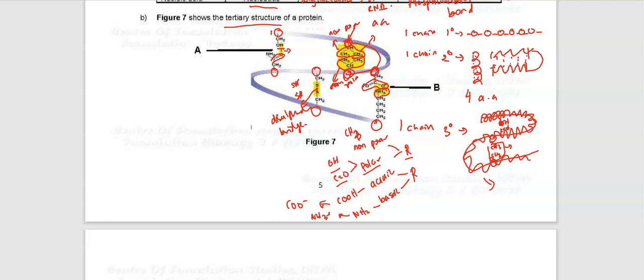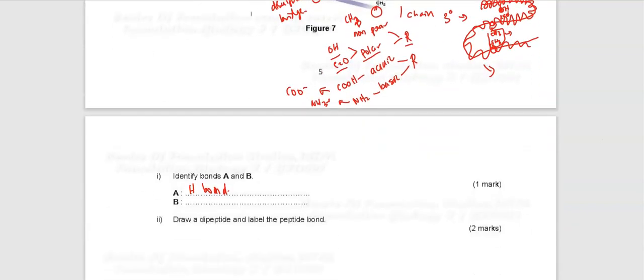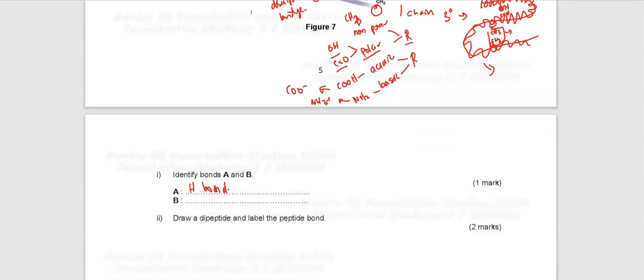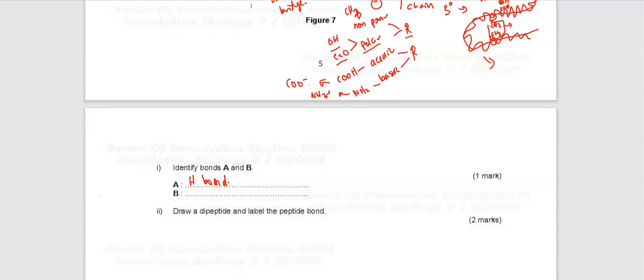And then the last level, which is quaternary, the 4th level here, involves 2 or more polypeptide chains that are joined together to form a functional protein. So B, the answer will be ionic bond. Okay, ionic bond. You just write ionic bond.